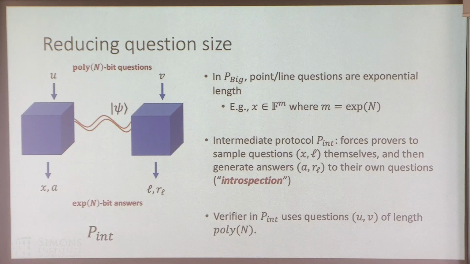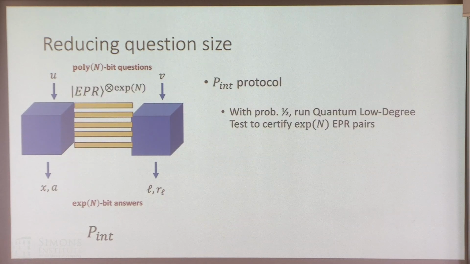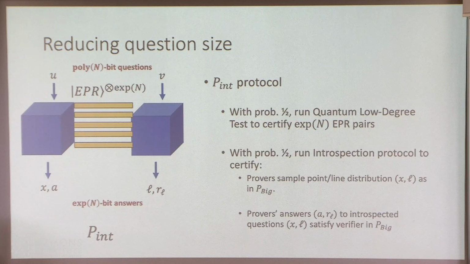And this is where the magic happens. This is how this introspection protocol, P int, works. With probability half, you run this quantum low degree test. You certify that they have exponentially many EPR pairs. But since the quantum low degree test is so efficient, the sizes of the questions needed to run this protocol are only polynomial length, so you can do that efficiently. You run this quantum low degree test, you know what they're doing, they have these exponentially many EPR pairs.